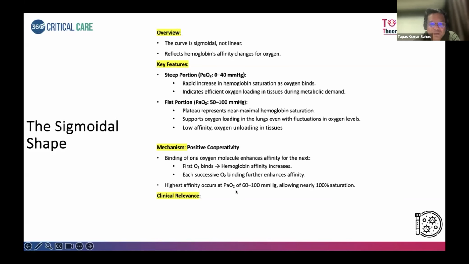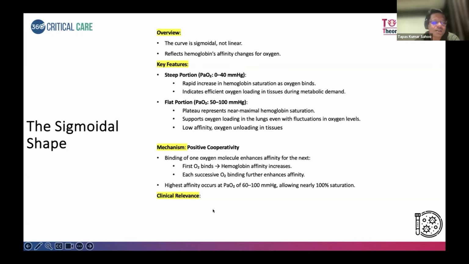What do you mean by positive cooperativity? That there would be binding of an oxygen molecule with the hemoglobin. Now, binding of one oxygen molecule enhances affinity for the next. That means when the first oxygen binds to the hemoglobin, affinity will increase a little bit. Now the second oxygen will bind, and there is now more affinity to bind with the third oxygen molecule. This will happen till it binds with four molecules of oxygen. One hemoglobin will normally bind with four molecules of oxygen. So this is called positive cooperativity. That means one will be cooperating for the binding of the next one.